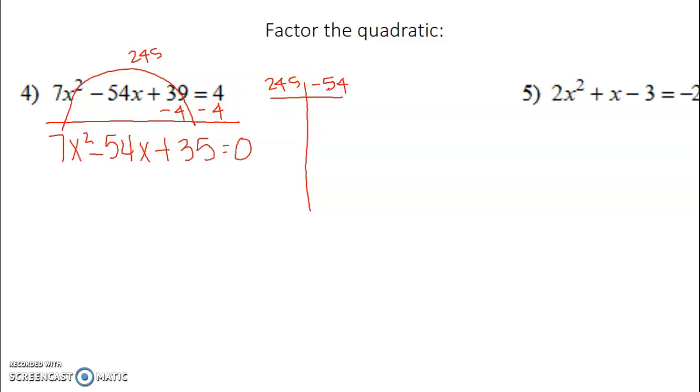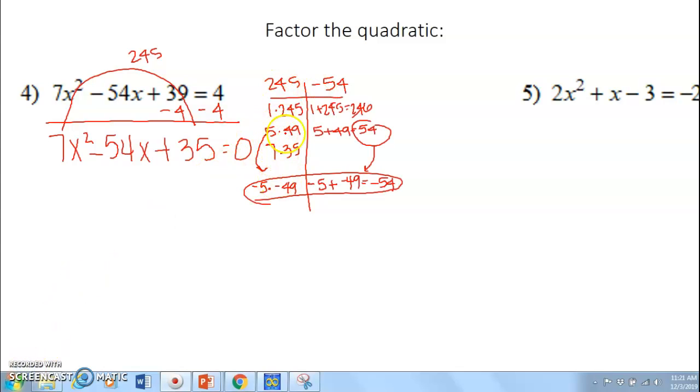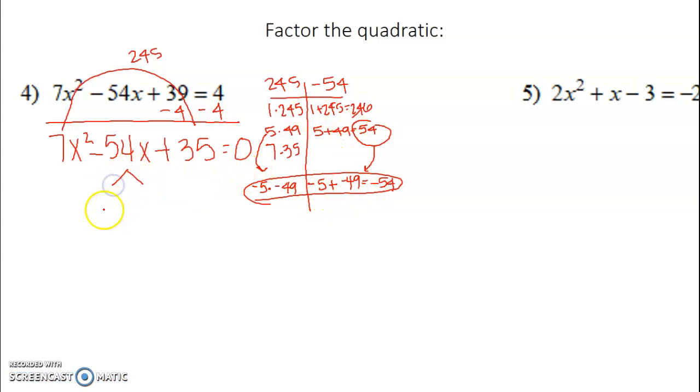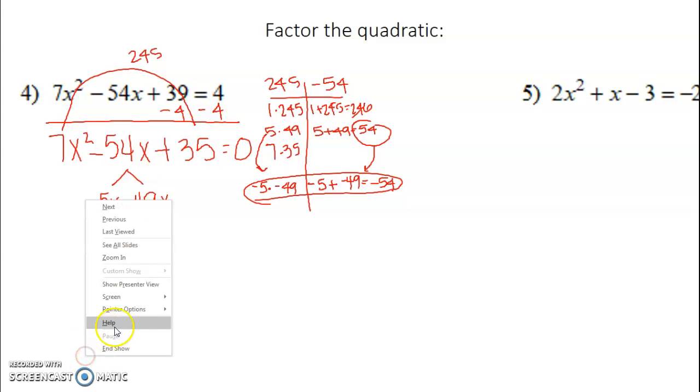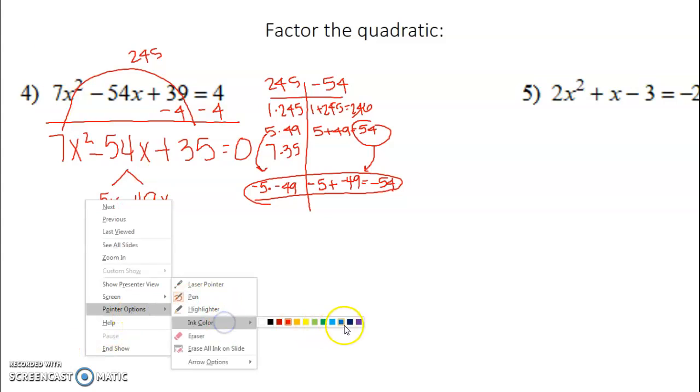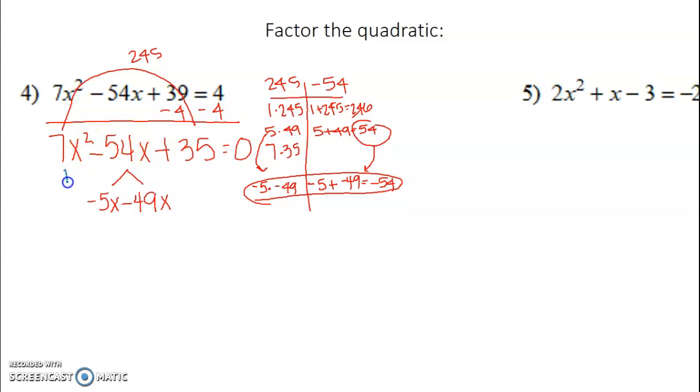Go ahead and pause this and try to come up with that list. I got 5 times 49 was 245, and when that added, that gave me a positive 54, but I wanted a negative, so I changed these both to negative. It still multiplies to be 245, but now it adds to be a negative 54. So I'm going to change these. Negative 5x minus 49x. I'm going to bring down the rest of my problem.